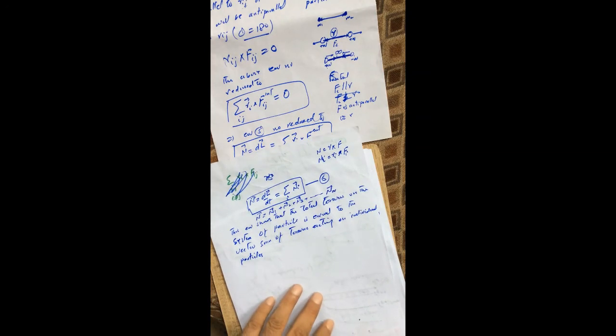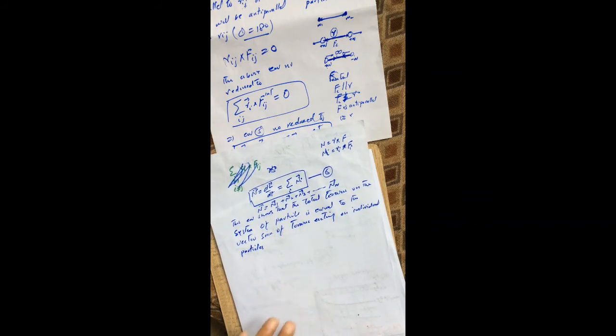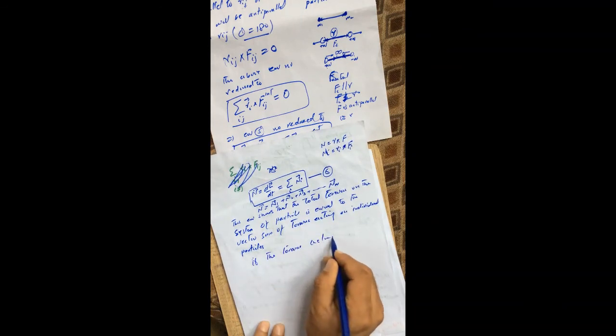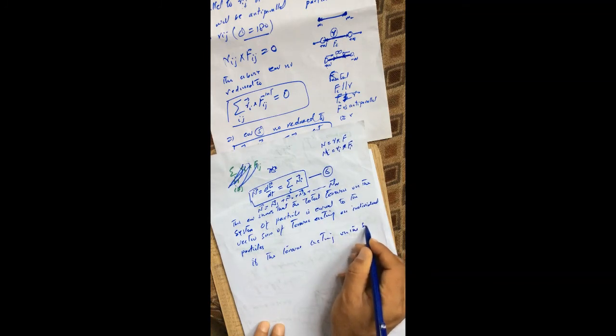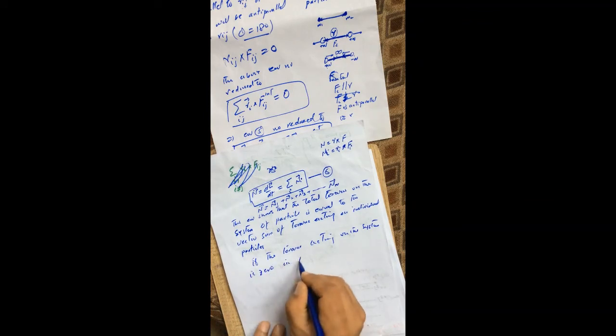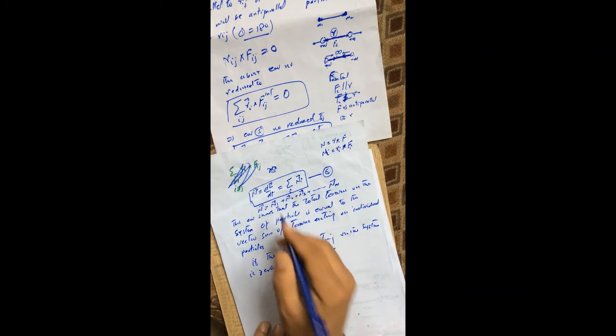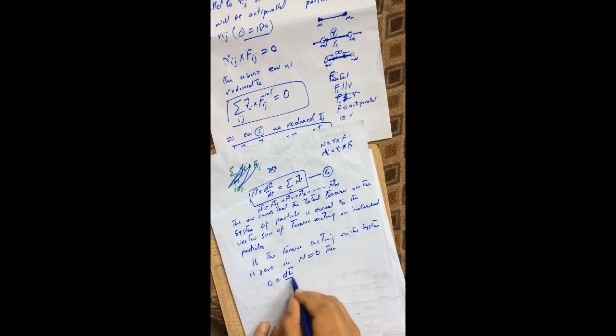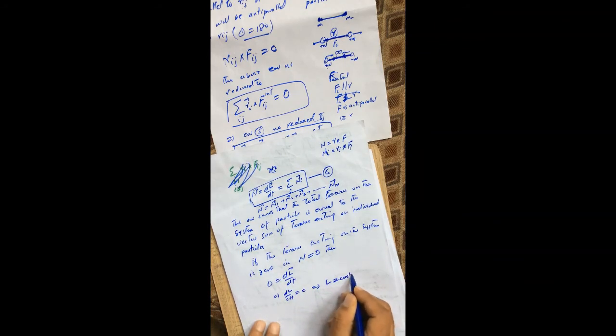Now notice, if the total torque acting on the system is 0, then this equation will give us N is 0, which is equal to dL over dt, or this implies that dL over dt is equal to 0, or this implies that L is equal to constant.